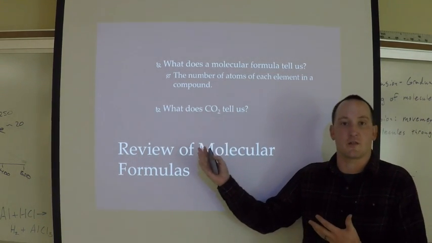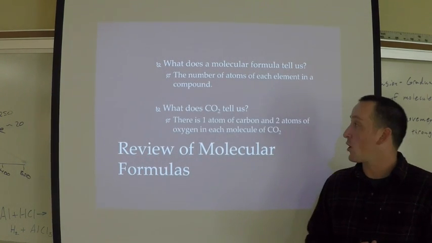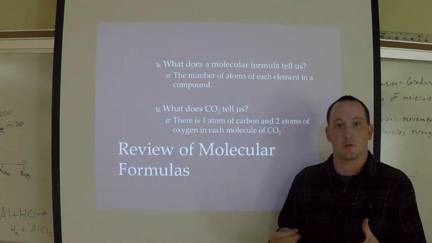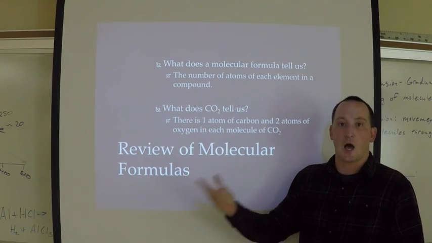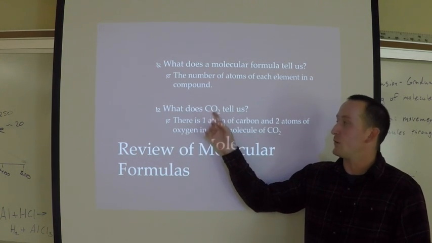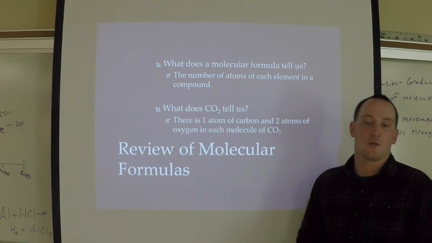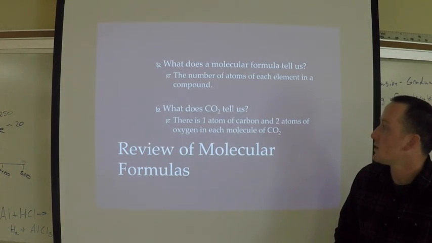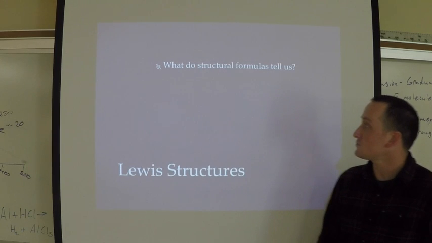So what does CO2 tell us? Basically it tells us that we've got one atom of carbon and two atoms of oxygen in every CO2 molecule. There's a reason why there's a 2 behind the O. That tells us how many oxygens there are. And if we don't see any subscript at all, for instance behind the C there's no number there, that means there's really a 1 there: 1 carbon and 2 oxygens. We're going to need to know that information in order to draw our Lewis structures.